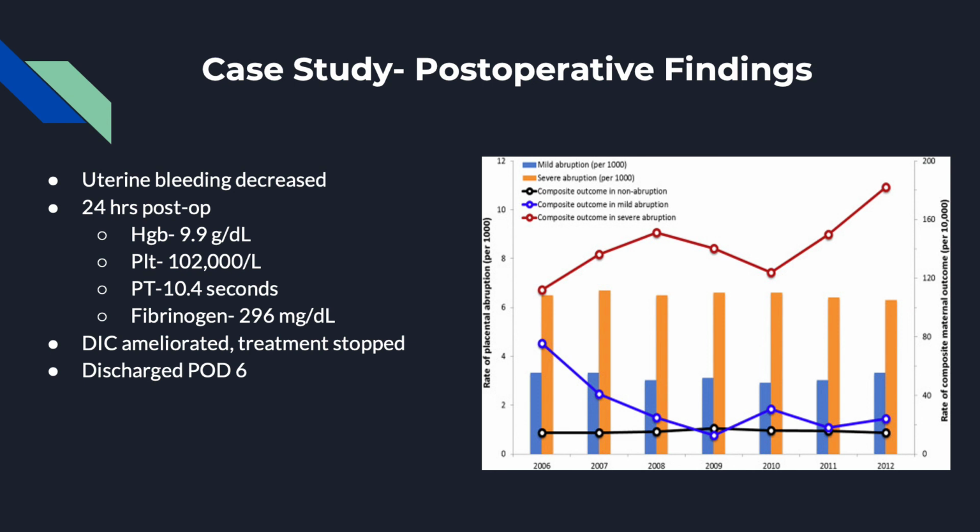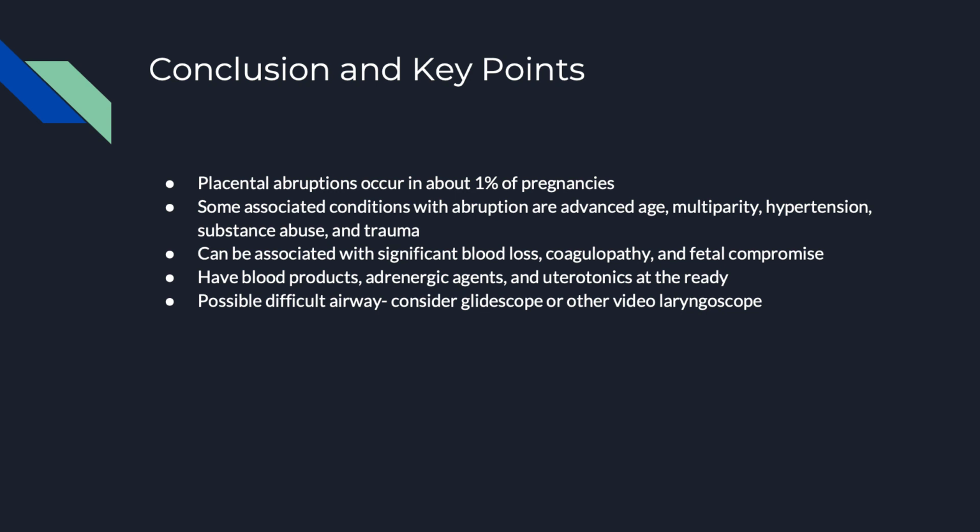Post-operatively, the uterine bleeding finally decreased after about 24 hours. Her labs are here: hemoglobin of 9.9, platelets of 102, a PT of 10.4, and a fibrinogen of 296. So luckily the DIC was ameliorated and the treatment was halted, and the patient was discharged under her own power on post-operative day 6. So just some key points to go over.